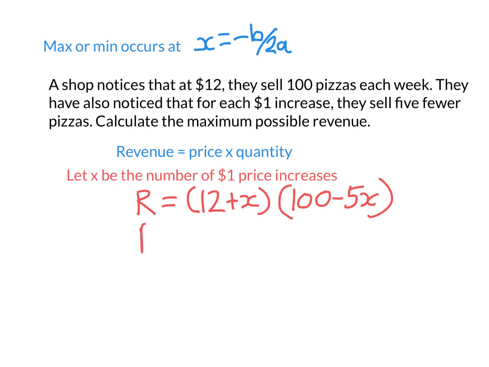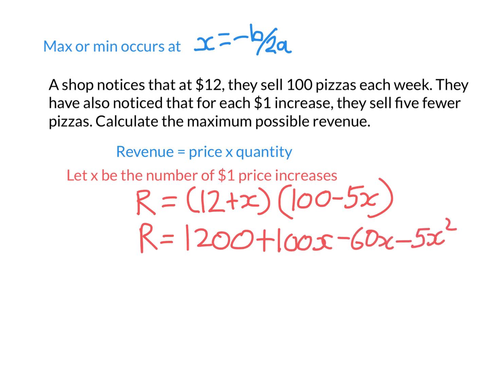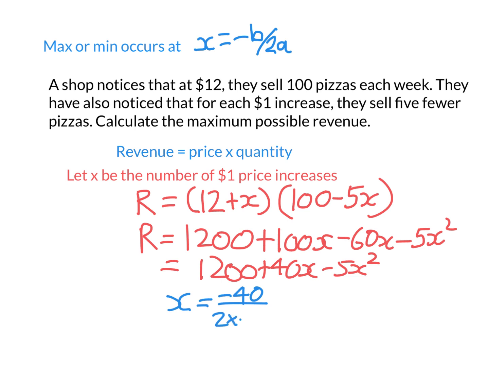If we expand this, lo and behold, we'll get a quadratic. We're just using FOIL to expand: 12 times 100, x times 100, then 12 times minus 5x, and then x times negative 5x. We can simplify by collecting the like terms. Now what we want to do is find the maximum possible value of this revenue function. For a quadratic, its maximum or minimum always occurs at minus b over 2a. That actually gives us 4. That means the maximum revenue is attained when there are 4 of these $1 increases.